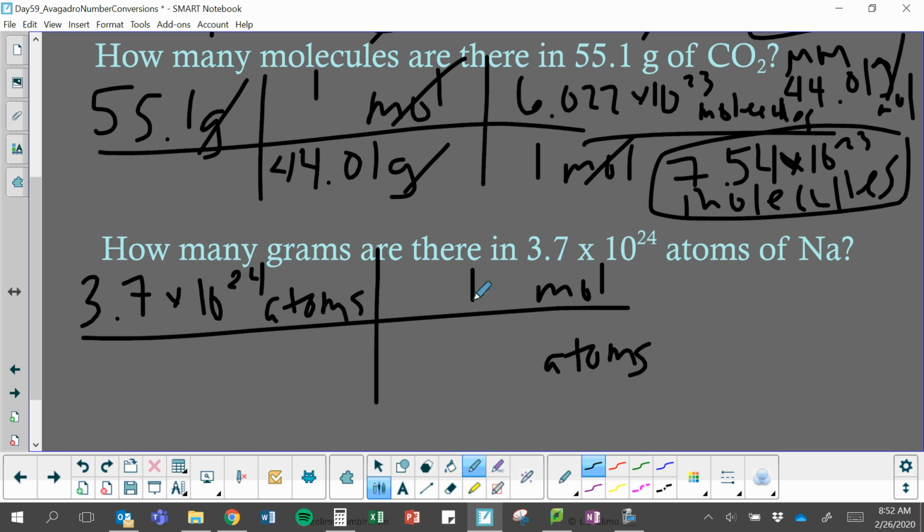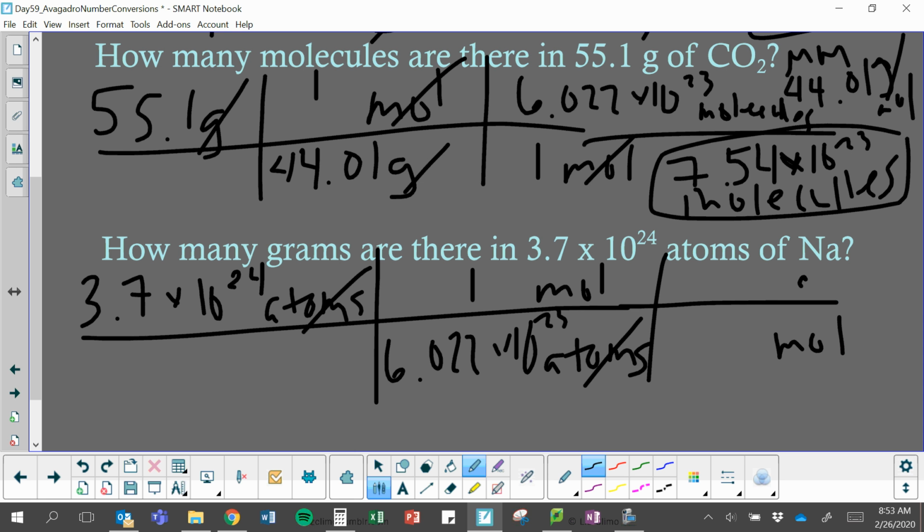So in 1 mole, there's 6.022 times 10 to the 23rd atoms. Those atoms can cancel. And then we want to convert our moles into grams. To do that, we need our molar mass. We can look up the molar mass of sodium is 22.99 grams per mole. So we're going to put that number up here. So now our moles cancel and we're left with grams.